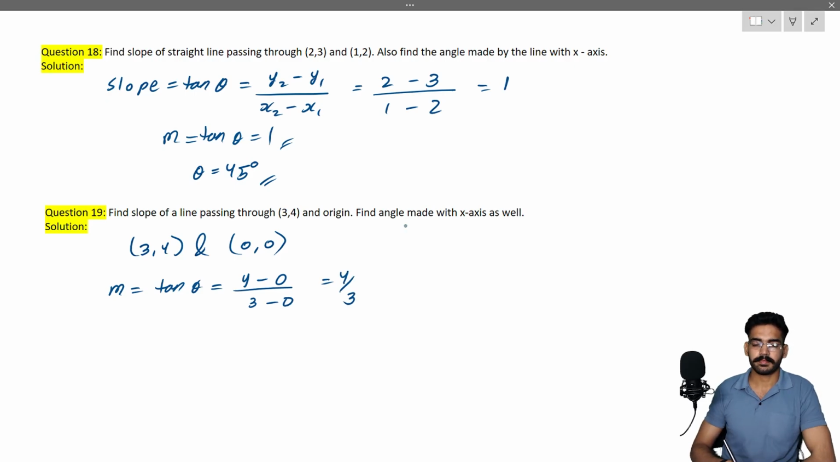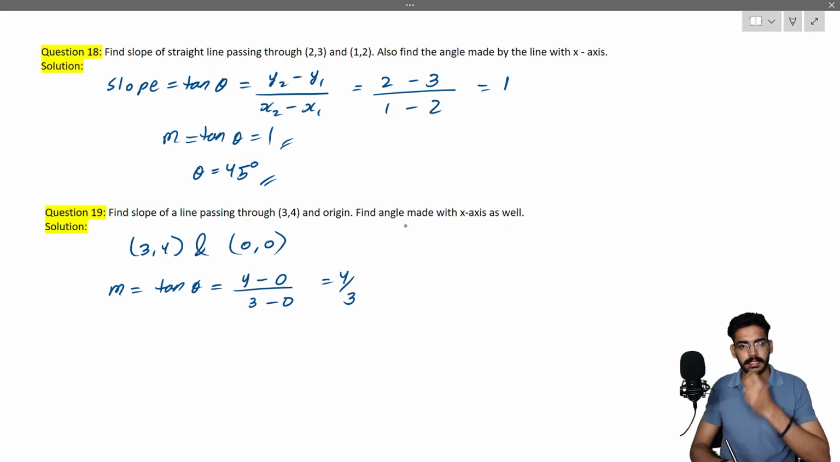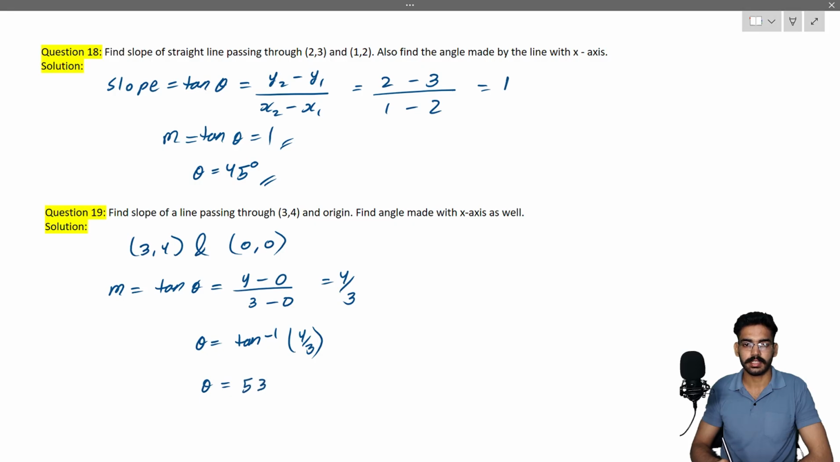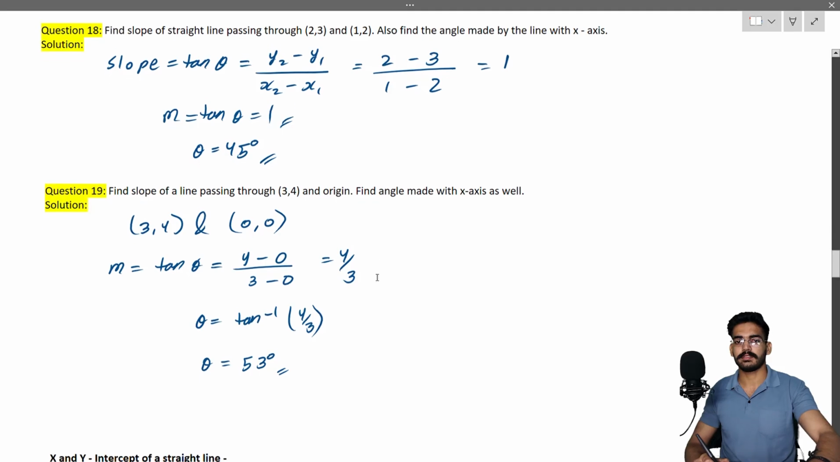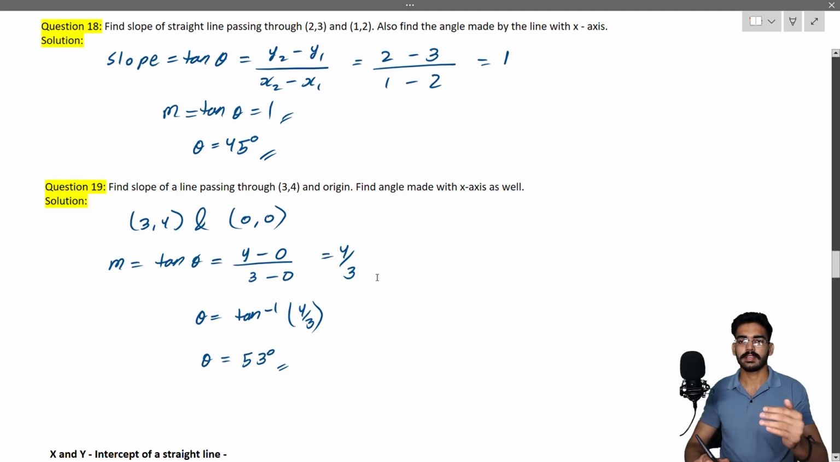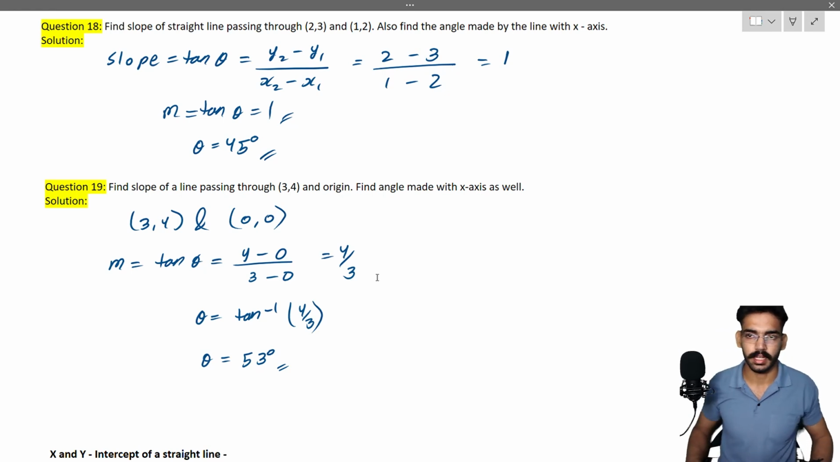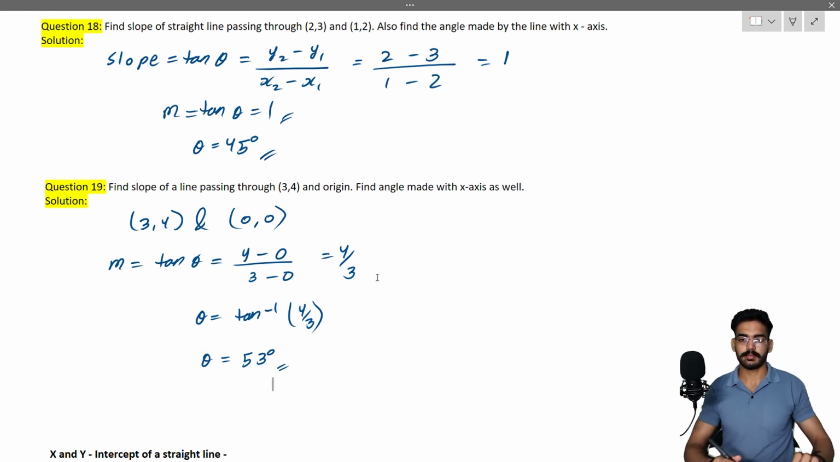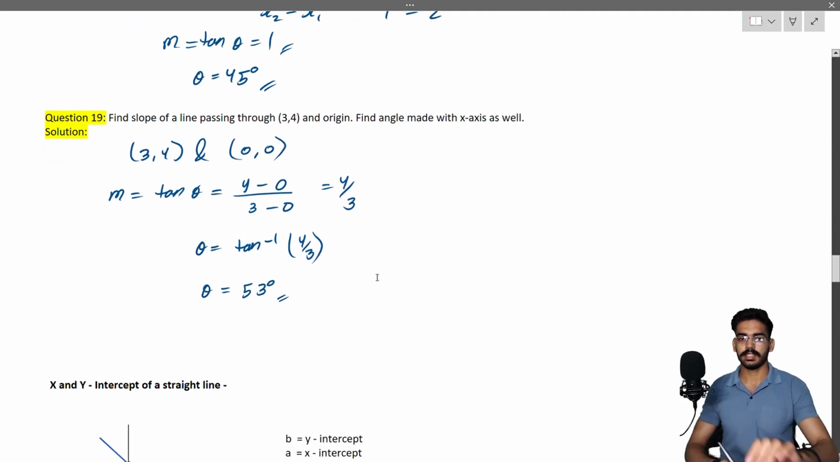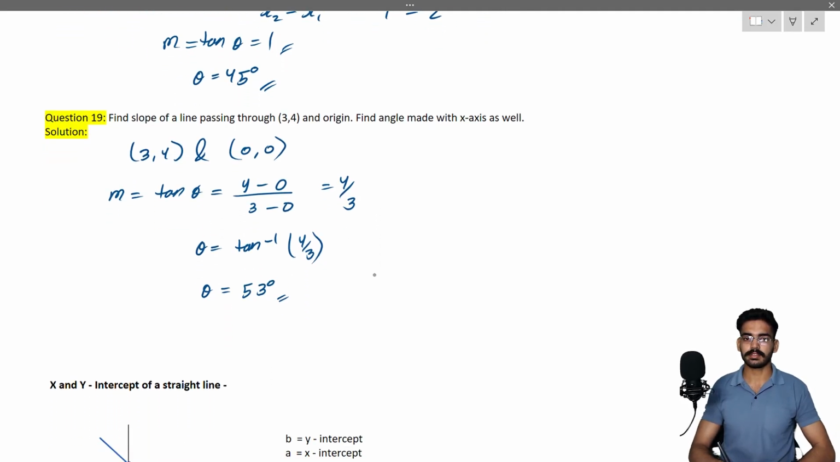So theta equals tan inverse of 4 by 3, or how much is this? This is approximately 53 degrees. In mathematics, they don't take 53 degrees and 37 degrees, but in physics, for general purposes, we use 4 by 3 this way. We will define those things also, don't worry. I will tell you all the values in the next part of the chapter. For this chapter, just understand that if tan theta equals 4 by 3, then theta is approximately 53 degrees.